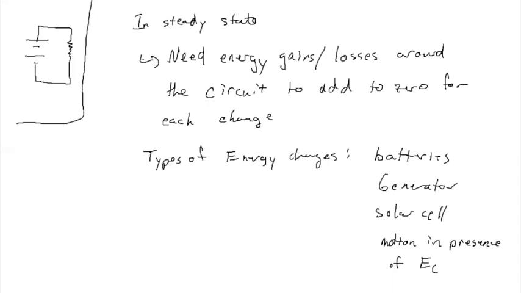All right. So, very good. So basically, we're going to split out two types of energy changes. We're going to have the ones due to the conservative electric field, and we're going to have all the rest.